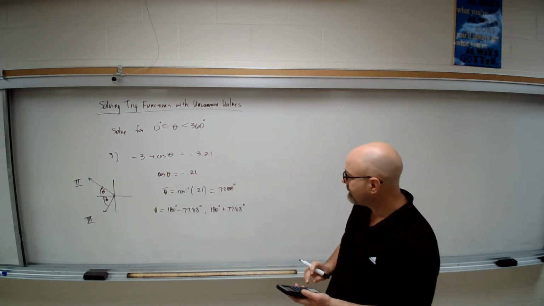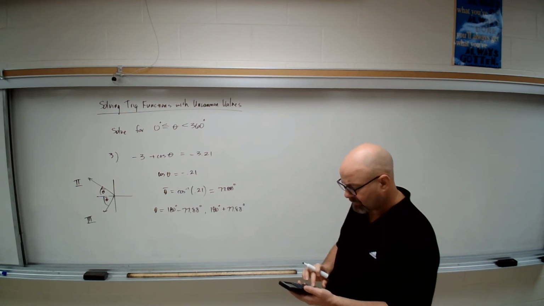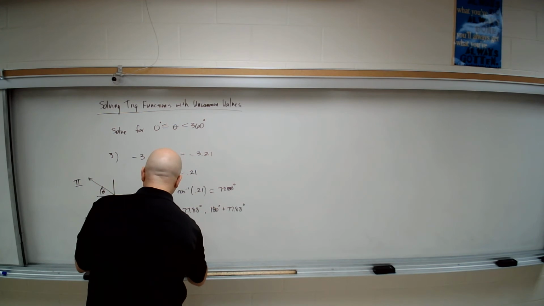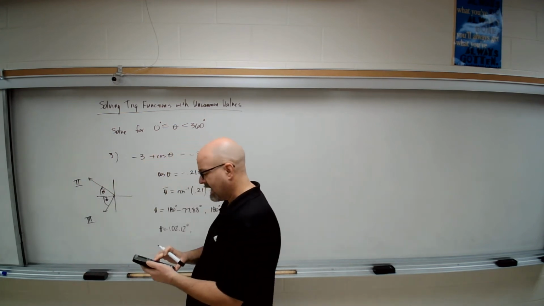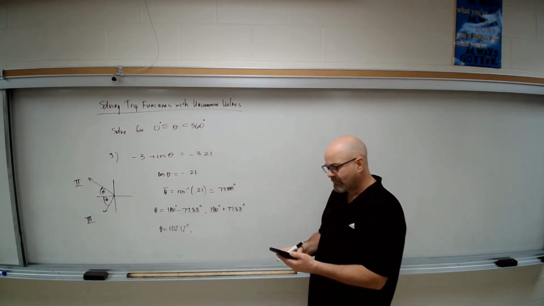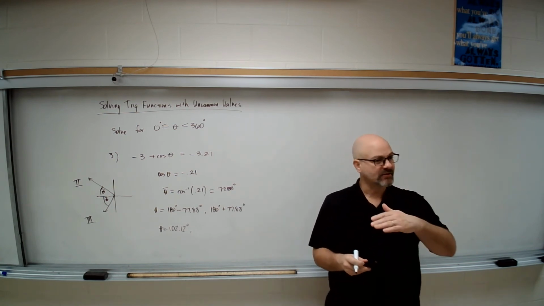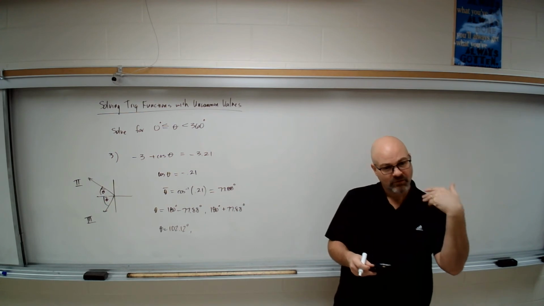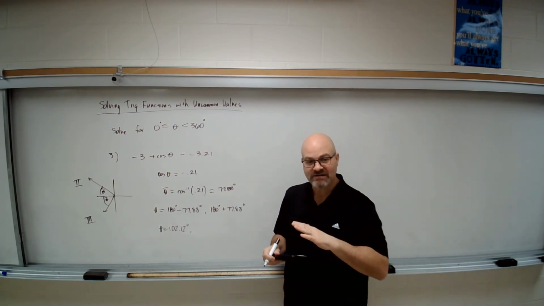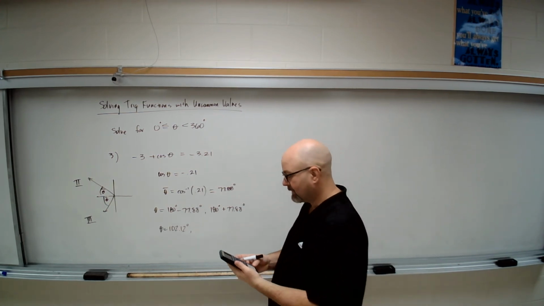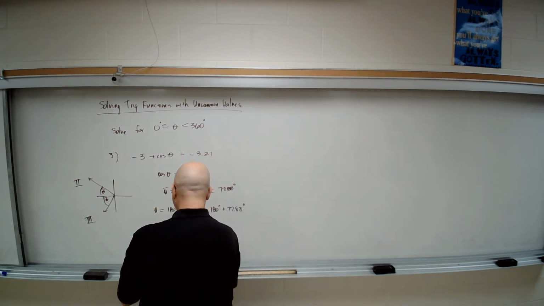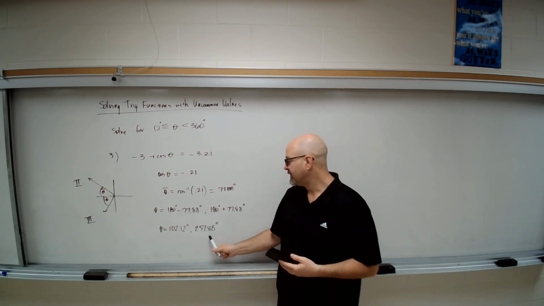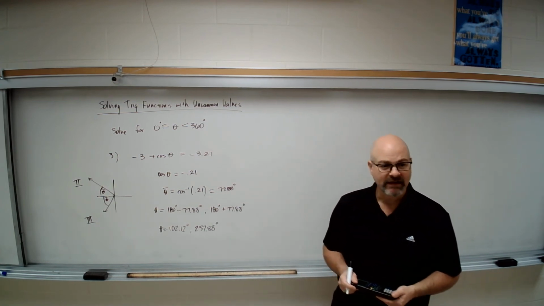How we would do that? So 180 minus 77.88. So that would give us 102.12. And then I would add 77.88 to 180. Remember, we're always coming off the x-axis, correct? So it's always going to be adding or subtracting to 180 or subtracting from 360. Never 270, never 90. That'll get you the wrong answer most of the time. So here we have 102.12 and 257.88.